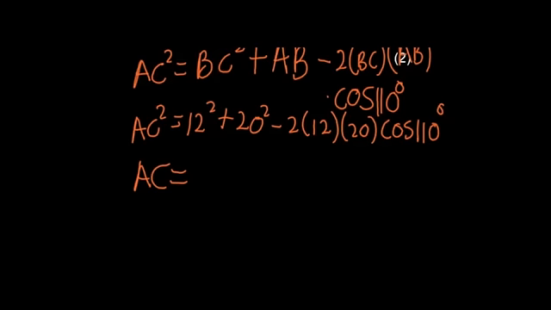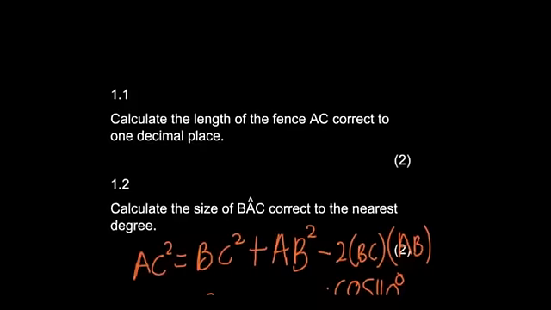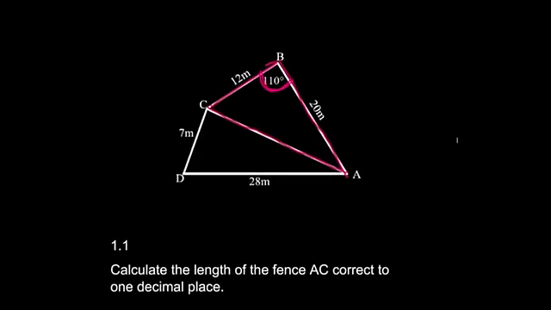Let's write that out properly. 26.61. Remember your units, it's going to be meters. So that is how long the fence is dividing the plot. So let's write that in, 26.61.